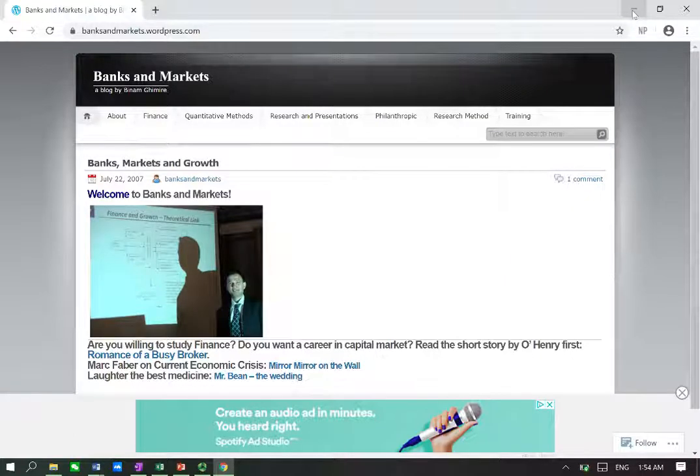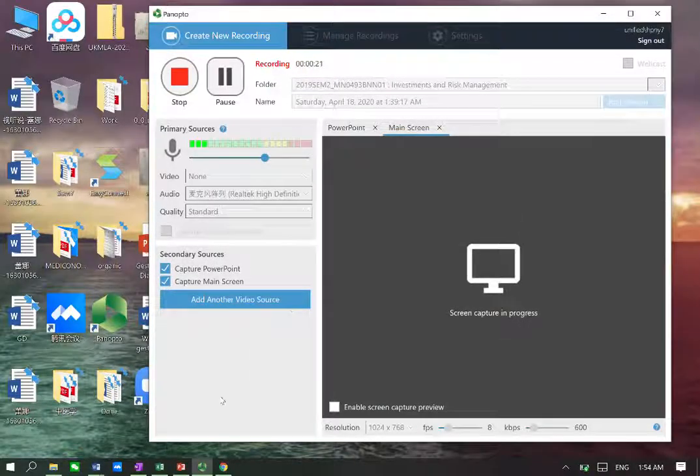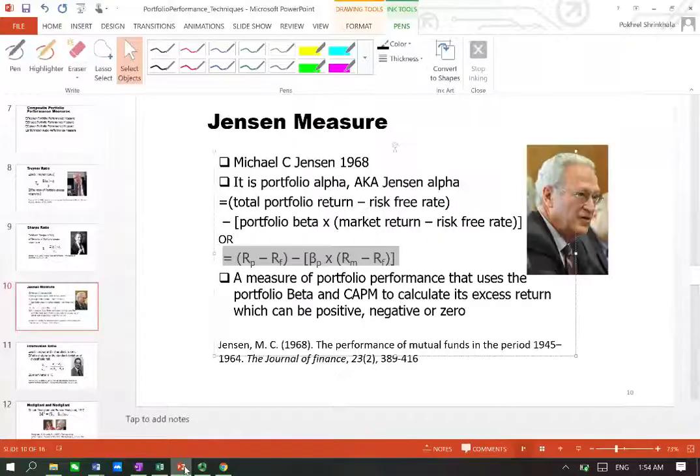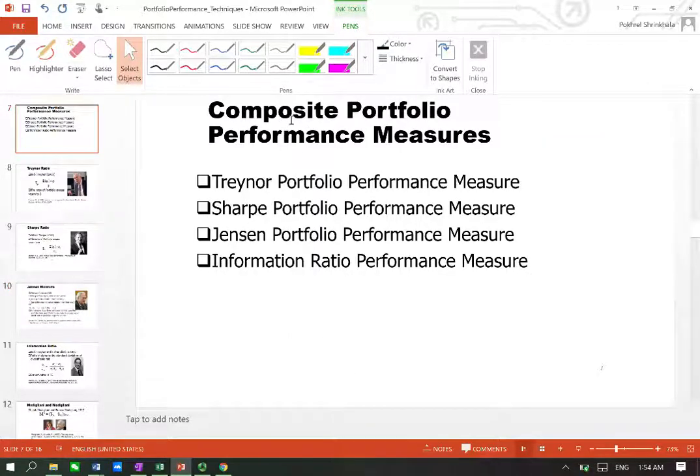In this video I'm going to talk to you about the composite portfolio performance measure, the Jensen Alpha. Jensen Alpha is a very popular method of measuring managers' performance.